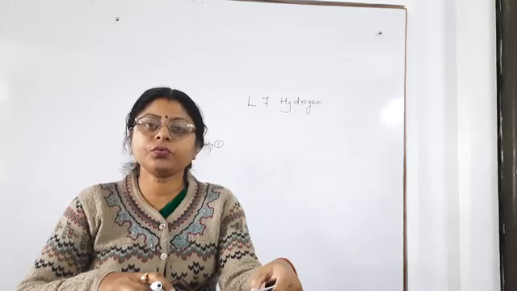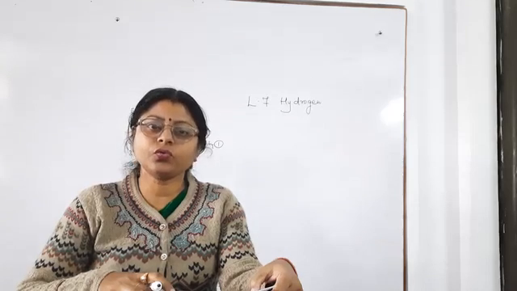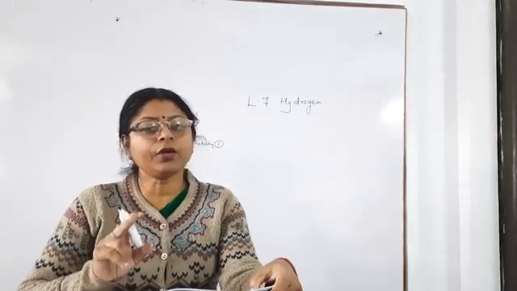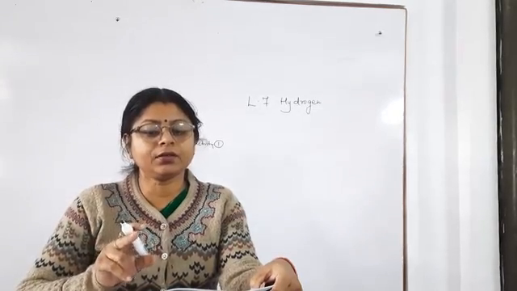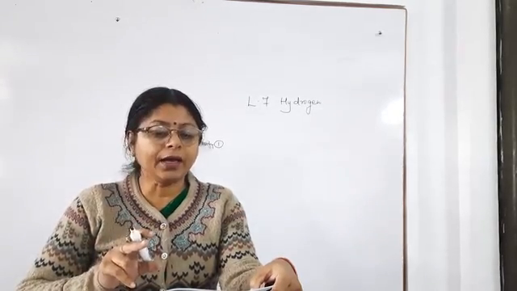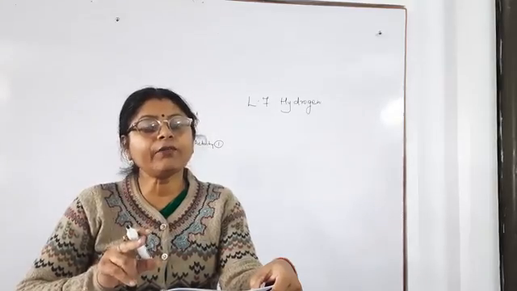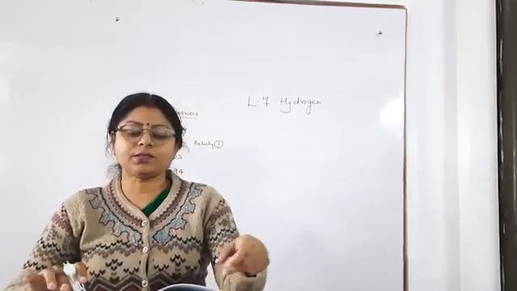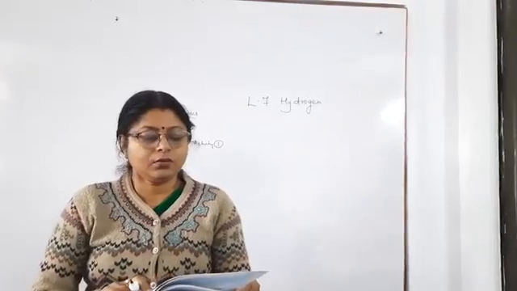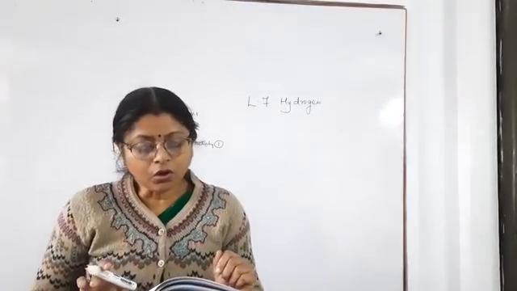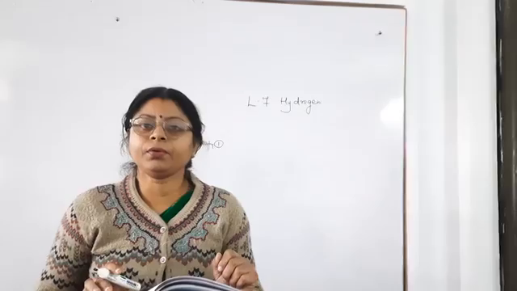2H2O changes into 2H2 plus O2, and above the arrow we write down electric current. This is the condition. And you have to draw the well-labeled diagram with pencil. So this is all about the long answer type questions.